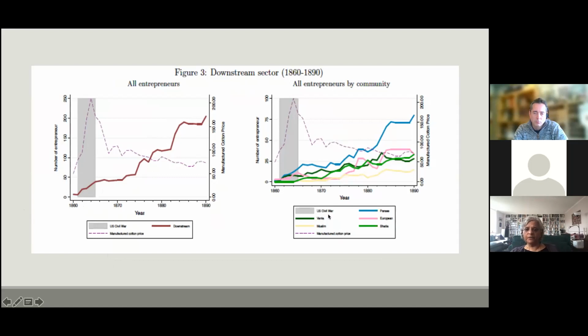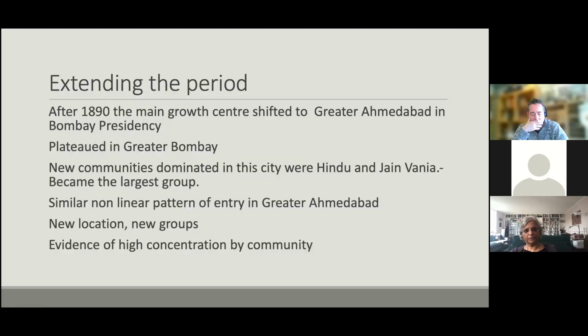When we split them by communities, we see a quite distinctive pattern. The community entry seems to follow a pattern of sudden increases. So there are some entrepreneurs entering, then a lot of them enter at the same time. And you see this in every community over this period. So we think that entry takes place to the firm that belongs to a community, but it also takes place at the same time as the entry of other members of the community.